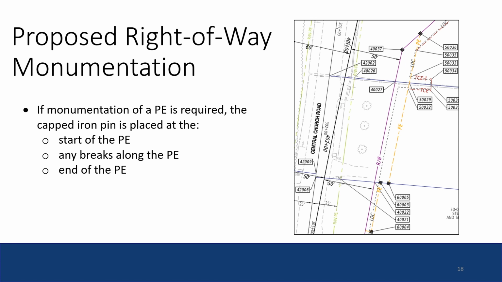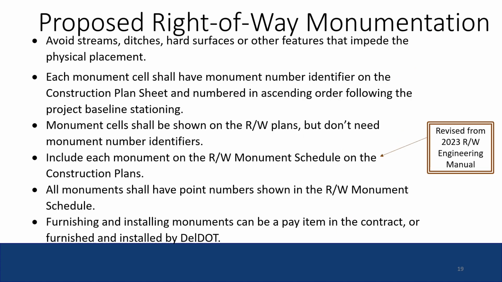As an example, if monumentation of a permanent easement is required, the capped iron pin is placed at the start of the permanent easement, any breaks along the permanent easement, and at the end of the permanent easement. When placing monumentation, avoid streams, ditches, hard surfaces, or other features that would impede the physical placement of the monument.